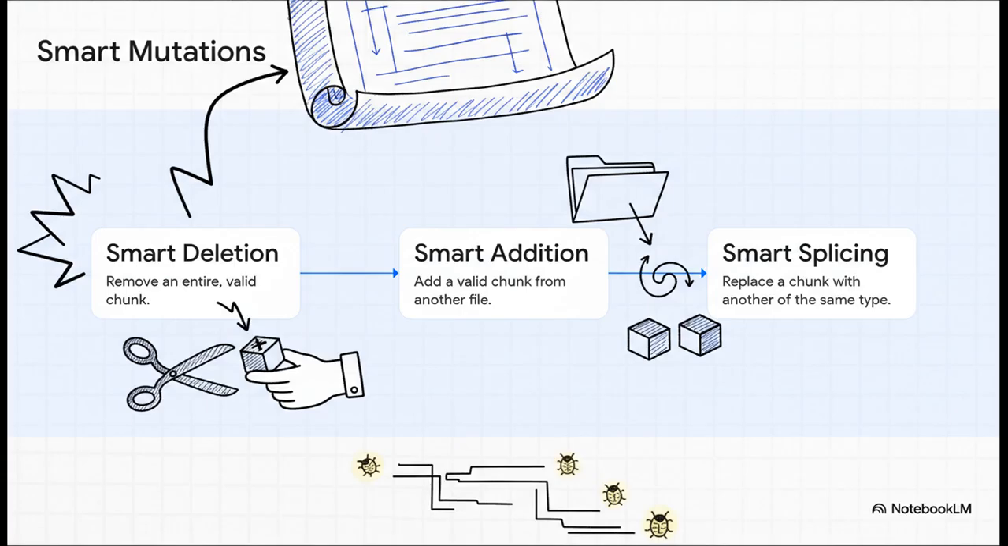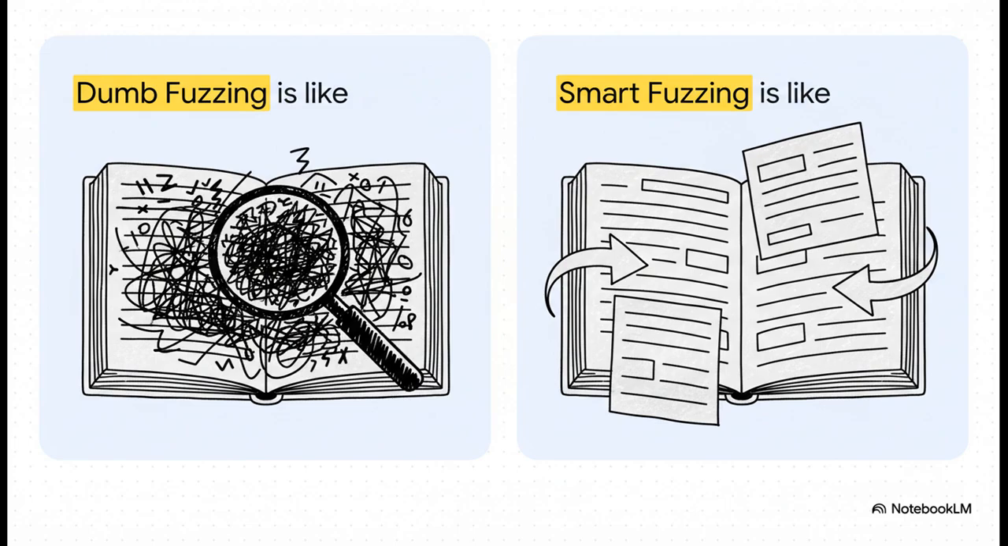It's incredibly powerful. You know, there's a fantastic analogy to help understand the difference here. Dumb fuzzing? That's like trying to edit a novel by changing random letters. You're almost always going to end up with meaningless gibberish. But smart fuzzing, that's like swapping entire paragraphs, or even whole chapters. The result is still a valid, readable story, but it's a new story that tests the reader, the program, in a completely different and more profound way.